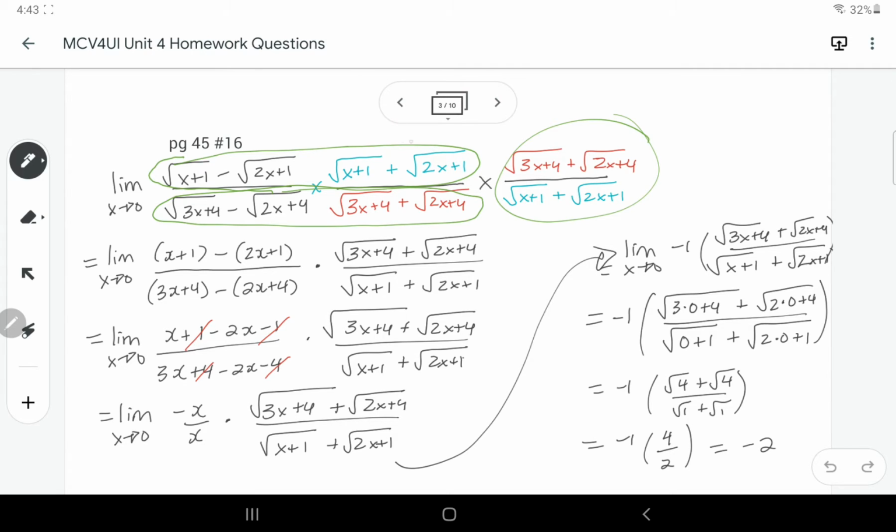This is a very big example of multiplying by conjugates and doing two different conjugates, one for top and bottom.